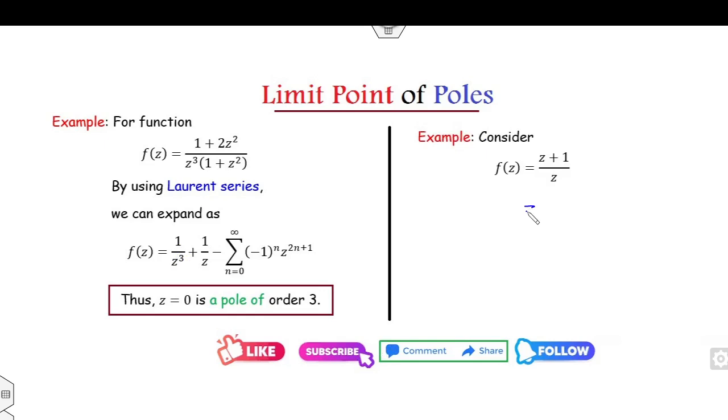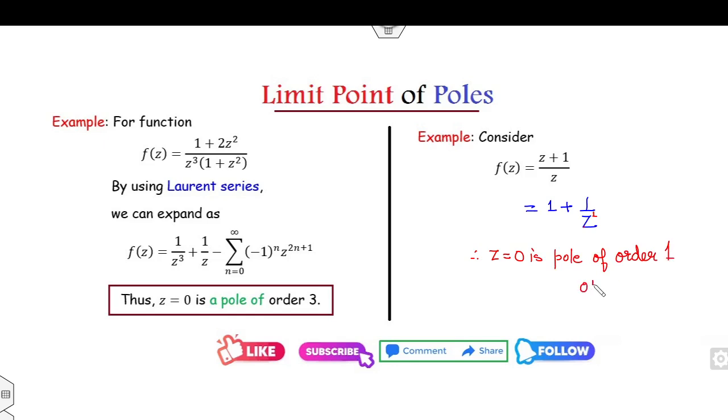Similarly, if you consider the next example, 1 over 1 plus z, there is only one term and the power is 1. Therefore z equal to 0 is a pole of order 1.